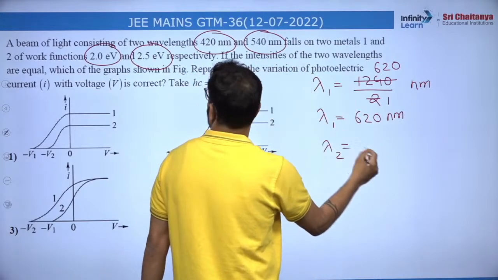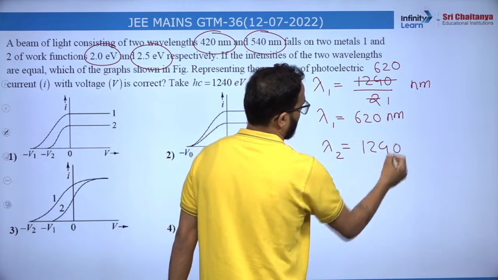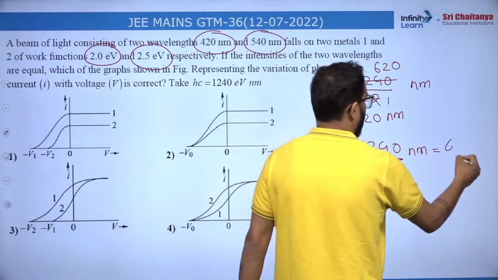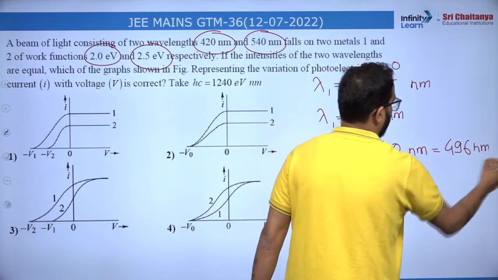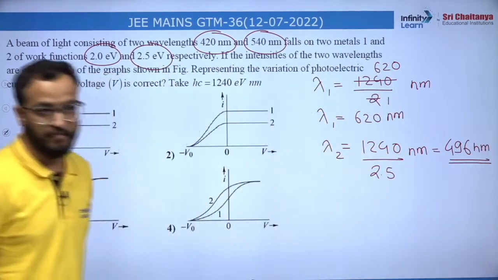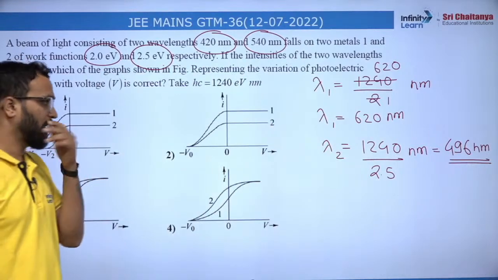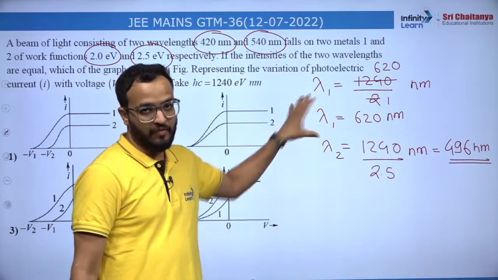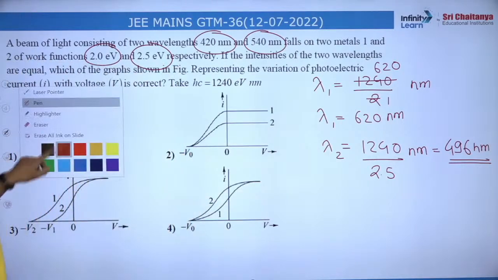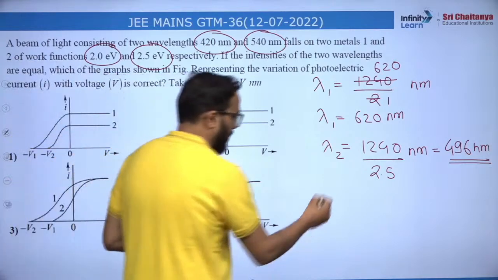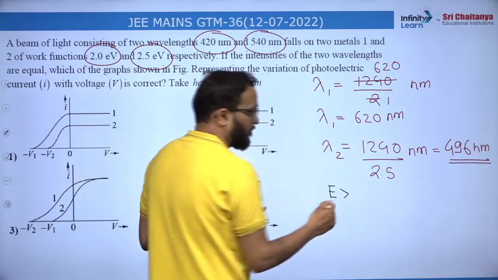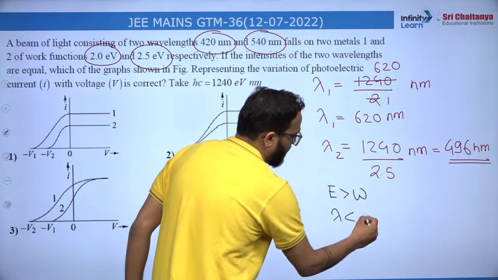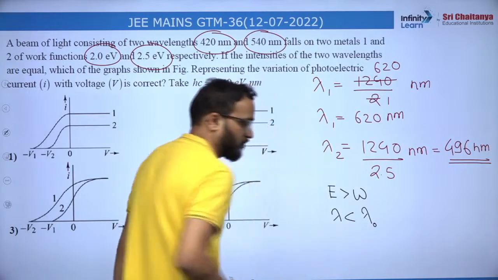Lambda 2 will be, I guess, 1240 upon 2.5 nanometer. This will come out to be 496 nanometer, right? Now from here we can say that these are the threshold wavelengths, and for the photoelectric effect to take place, E must be greater than the work function, or we should say the wavelength must be less than the threshold wavelength, right?